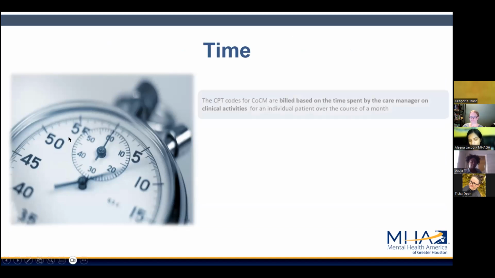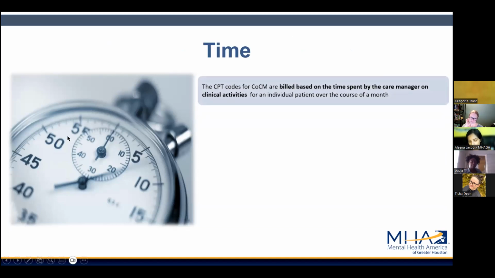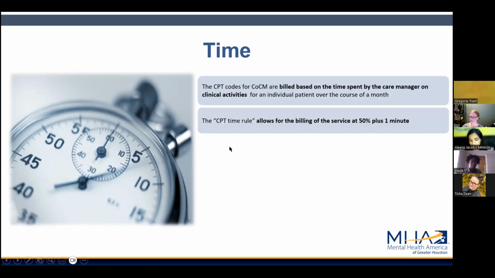We're going to talk about the time again. Even though the billing is under the primary care provider, all of these codes go under their license, but not based off of the time that they spend. It's based off the time that a behavioral health care manager spends with them on a patient, right? So again, it's billed off the time that is spent by a behavioral health care manager.